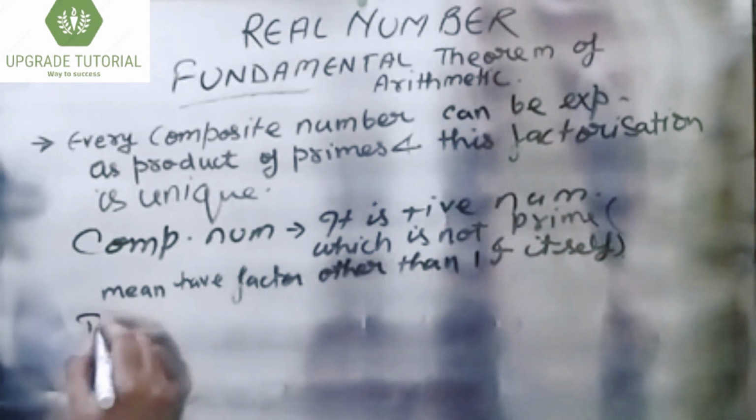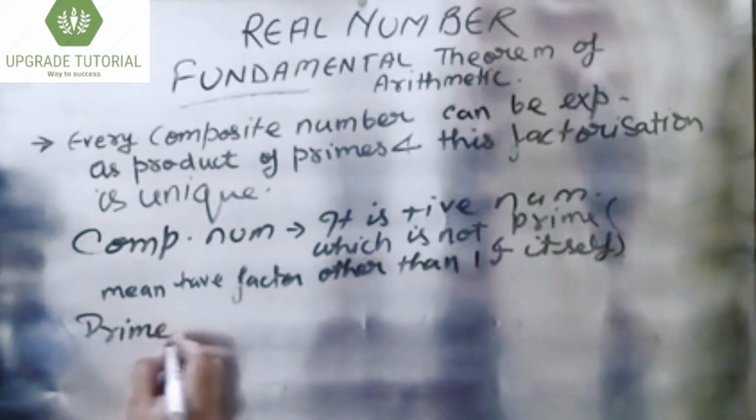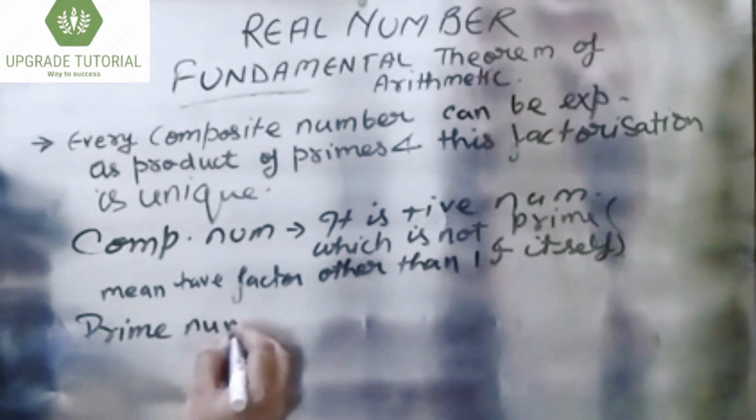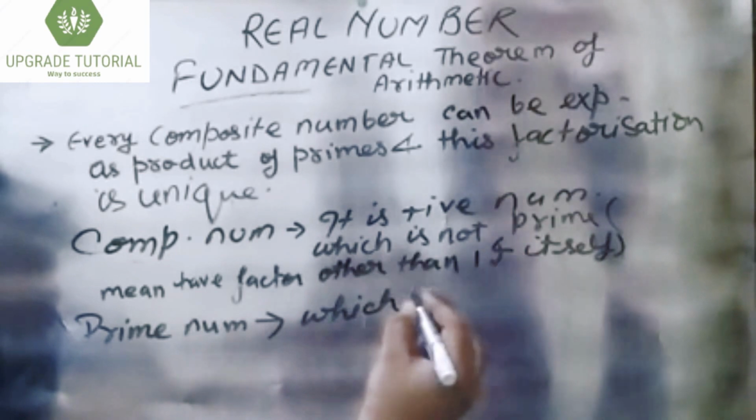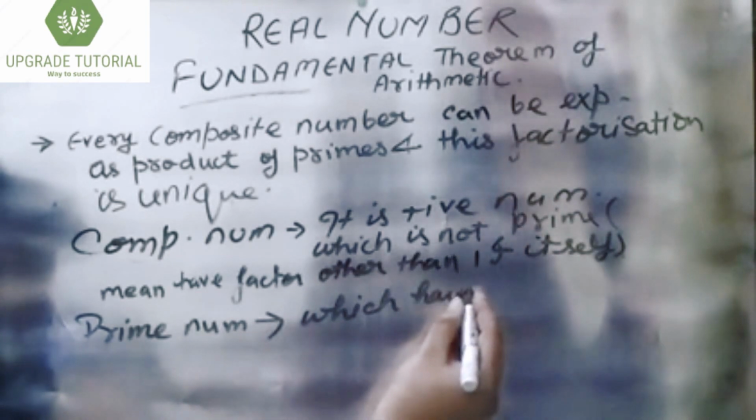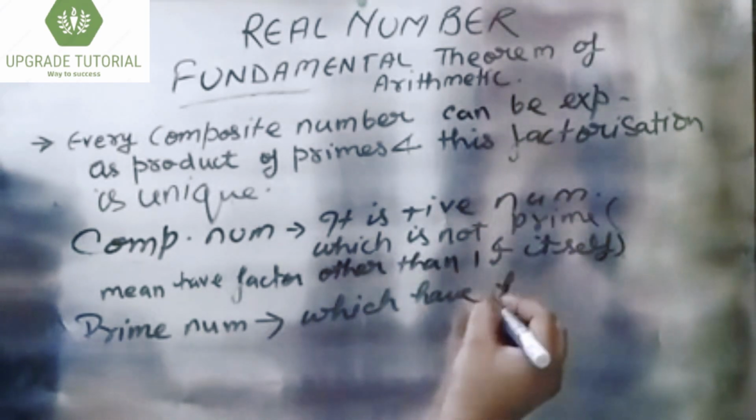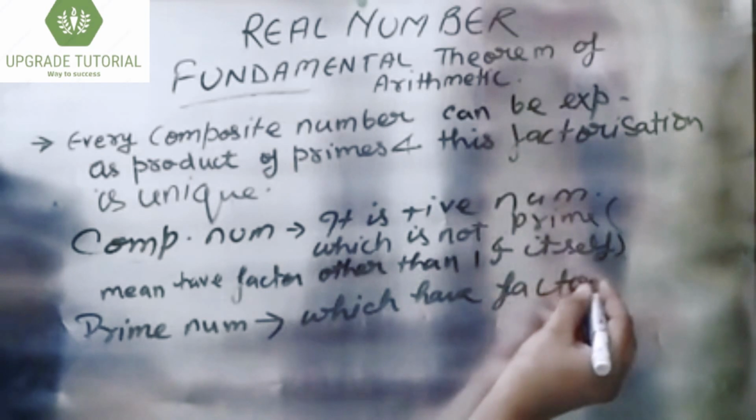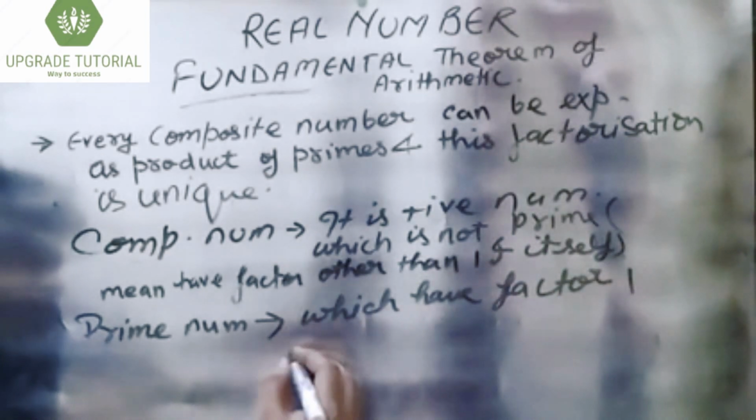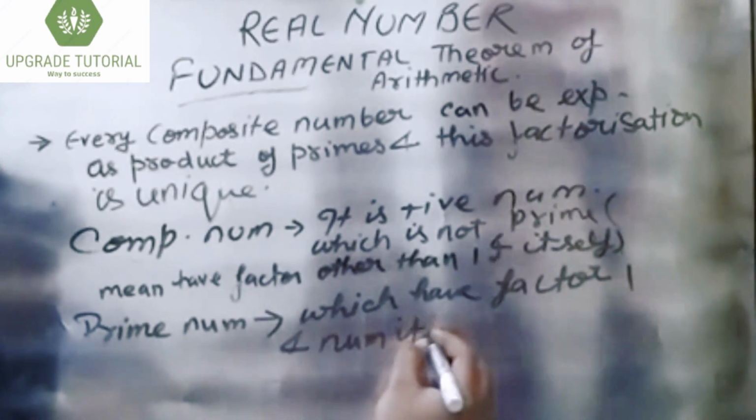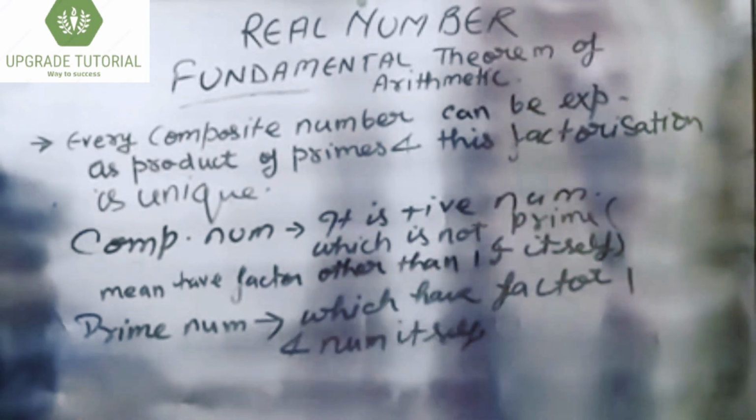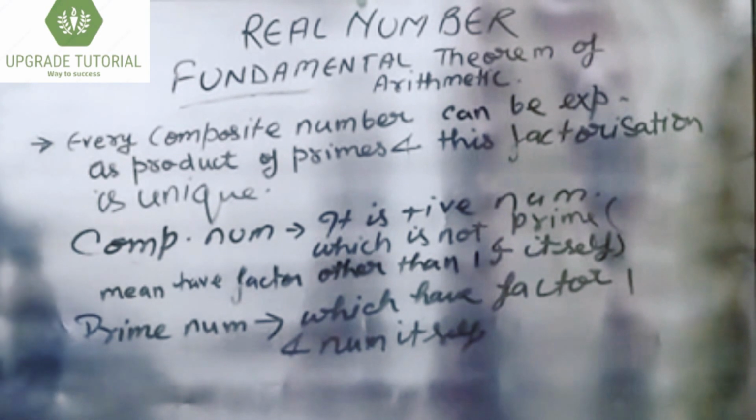And what are prime numbers? Prime numbers are those which have only the factors 1 and the number itself. Okay.